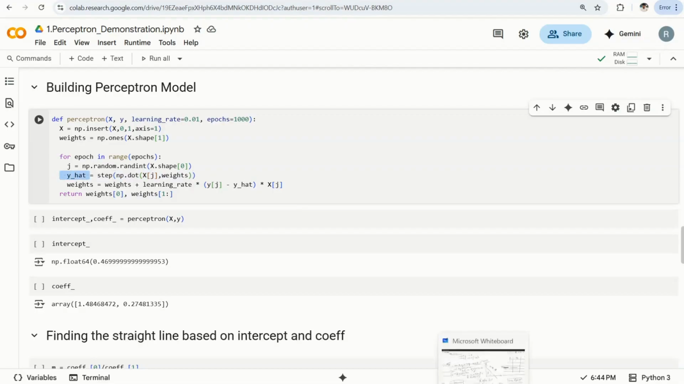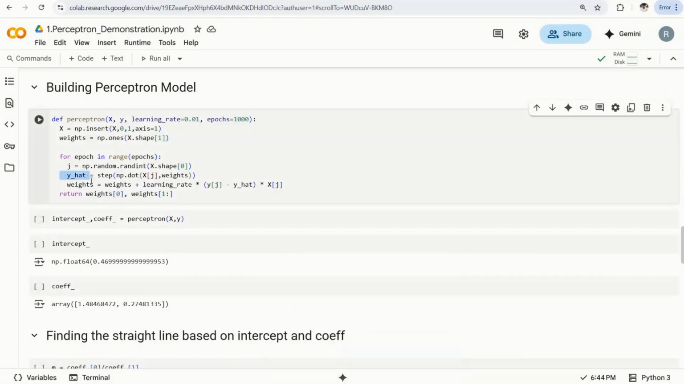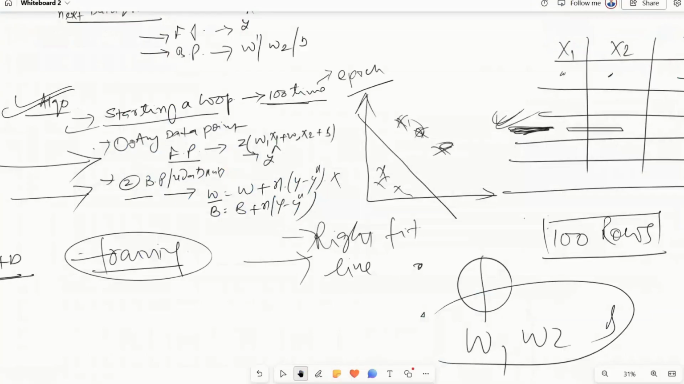You can see that same thing I've written, right? If I do dot product and step function, it will give me y predict. This is what I'm doing here. So this gives me y prediction. Once I get the y prediction, this first operation is done.